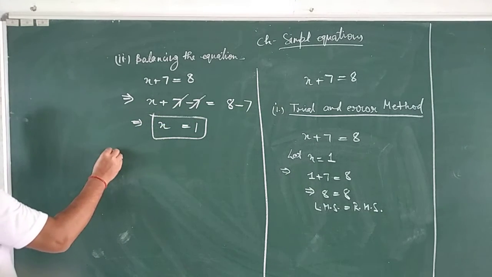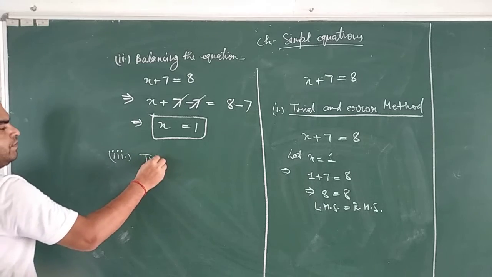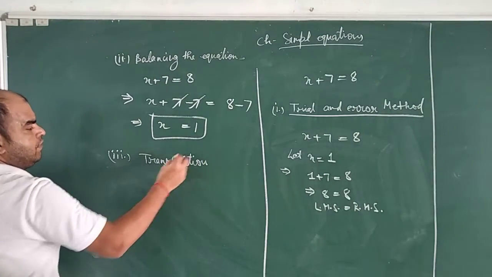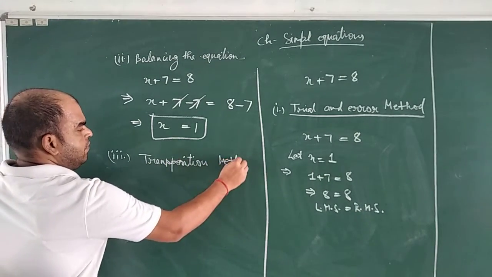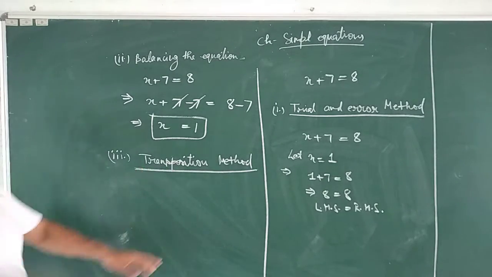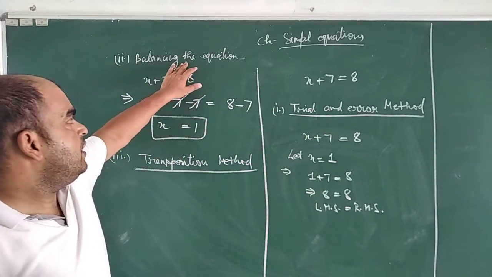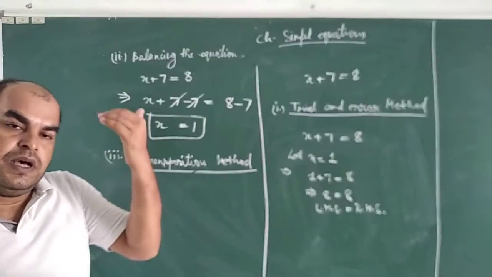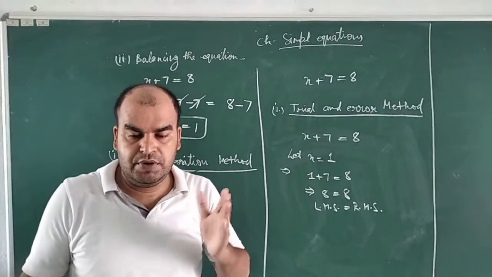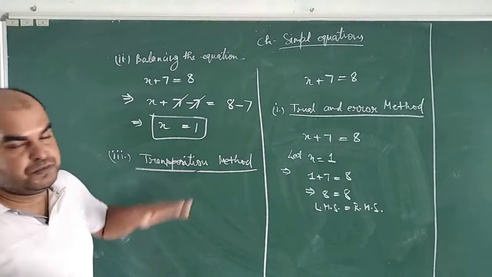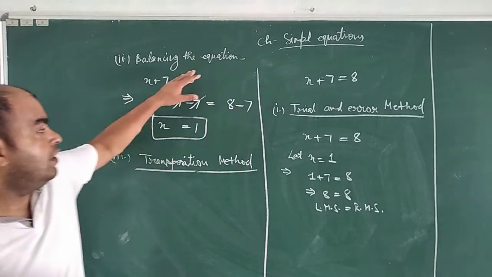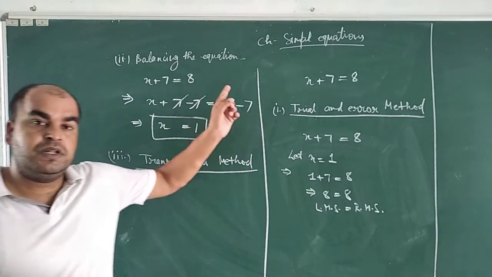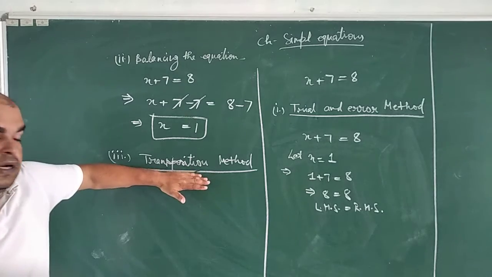And the third is very important: the transposition method. Generally, we are not using the trial and error method and the balancing equation method. We are using the transposition method. Up to your BTech, MTech, and higher classes, everywhere, you will use the transposition method. Don't use trial and error. If in any question it is given to solve by trial and error or the balancing equation method, then solve that way. Otherwise, you have to solve by transposition.